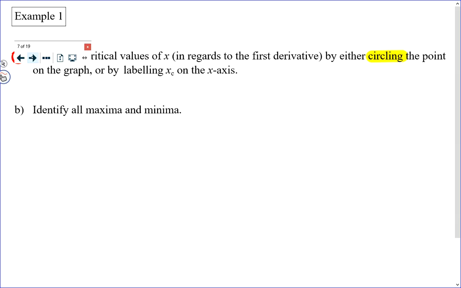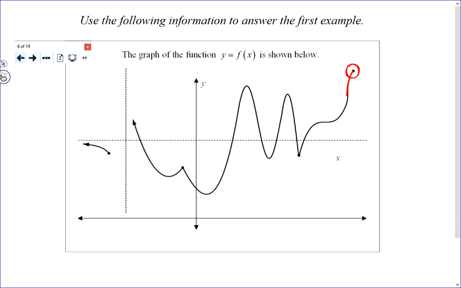Okay, so what are critical points? Critical points are where the derivative is undefined or equal to 0. So we can start by circling these points. Those are all critical points. They occur at critical values of x because the derivative is not defined there.